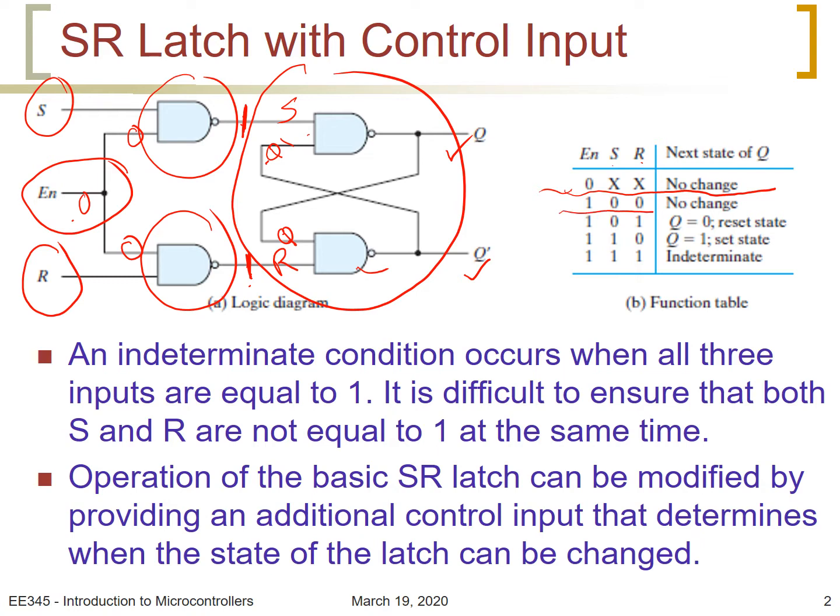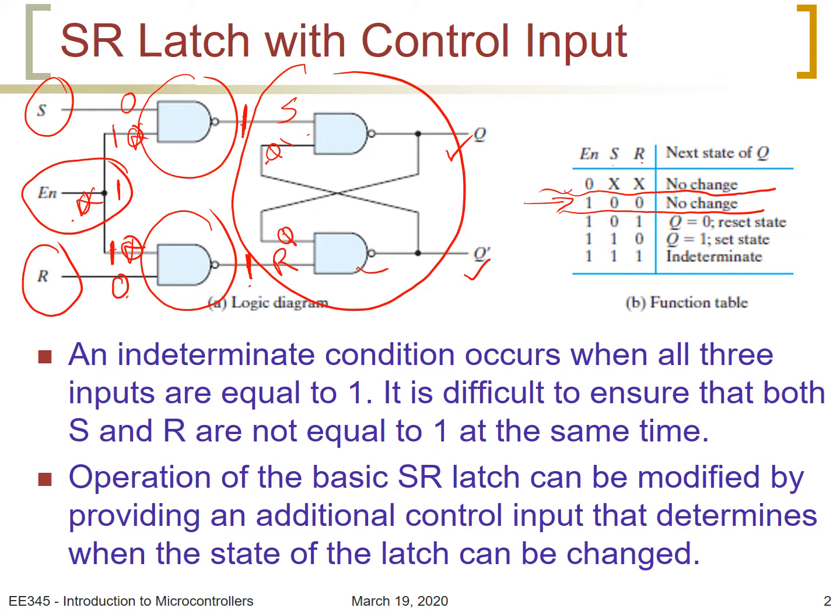Let us say enable is 1 here. So this will be 1, and this will be 1, and this will be 1. And if S and R are 0, 0, this is 0 and this is 0, 0 and 1, 0, inverted 1, and 1 and 0, inverted 1, again, the latch will have no change, as we can see in this row.